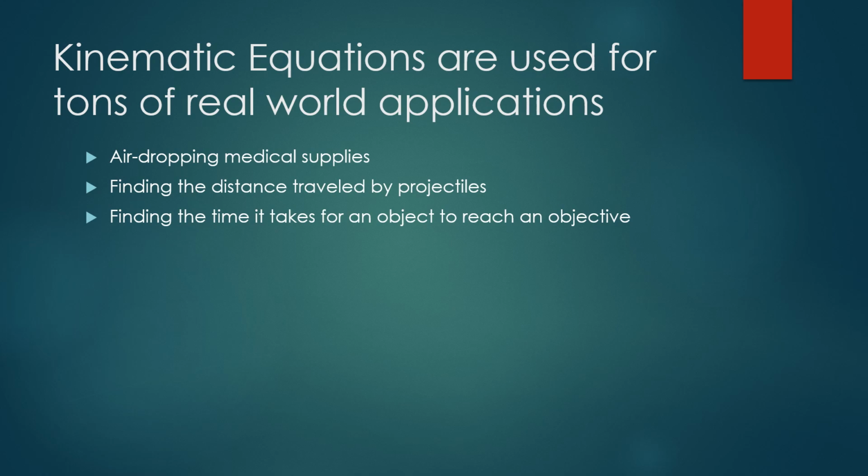As well, you can use these equations to find the distance traveled by projectiles, such as in wartime or in sports if someone needs to find out how far they can throw a football or a javelin. And lastly, you can find the time it takes an object to reach its objective. So if you're hunting for sport or hunting for survival or trap shooting or anything like that, you have to figure out how long it takes that projectile to reach the objective. And using a kinematic equation, you can find that.